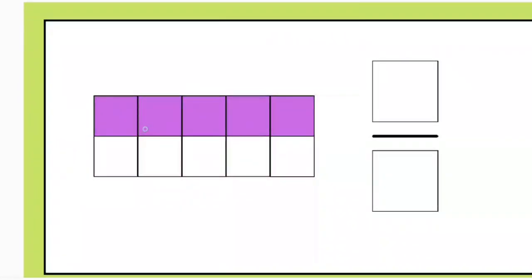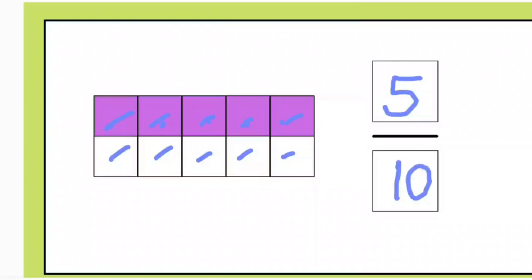Now write down your answer. 1, 2, 3, 4, 5. 5 parts filled out of how many total parts? 1, 2, 3, 4, 5, 6, 7, 8, 9, 10. So 5 parts out of 10 have been filled. So the fraction will be 5 by 10.